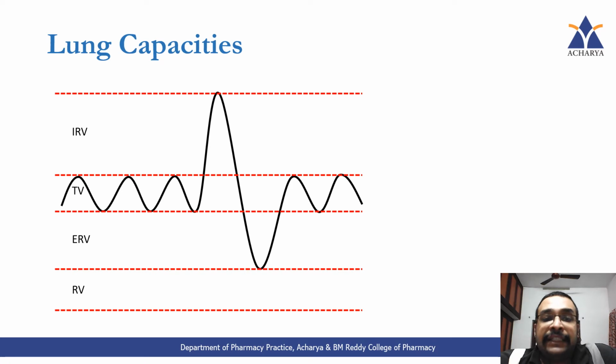And when you have an active inhalation process, the amount of air that is inhaled is called the inspiratory reserve volume, and the amount of air that is exhaled during an active respiration process is called the expiratory reserve volume. And then you have the residual volume, which is the amount of air that remains in the lungs after exhalation. This is the extra volume that is available in the lungs.